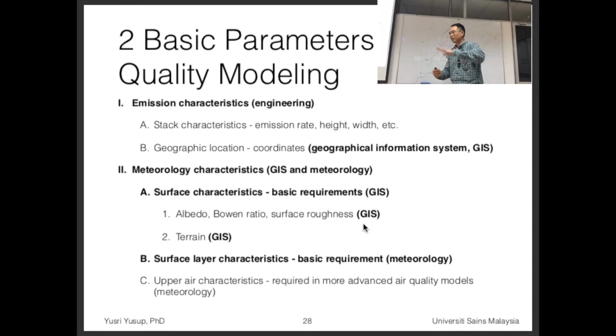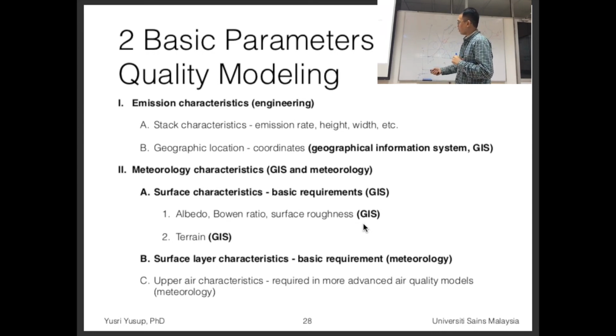The atmospheric surface layer is the bottommost layer above the Earth's surface. So the characteristic of that bottommost atmospheric layer, but this is for more advanced air quality models. We need to know the temperature profile in this layer, the boundary height of the layer, how high is that boundary layer, how high is the surface layer, and so on. But for the most basic air quality models, we don't need to use the upper air characteristics.